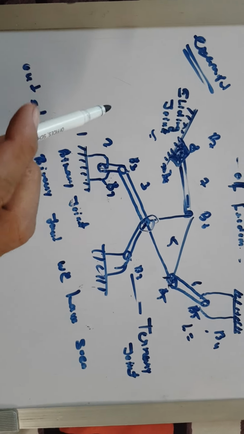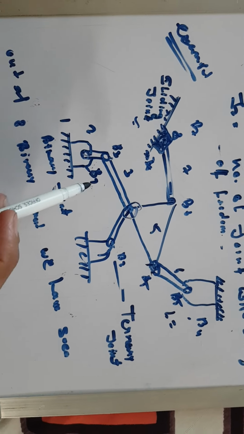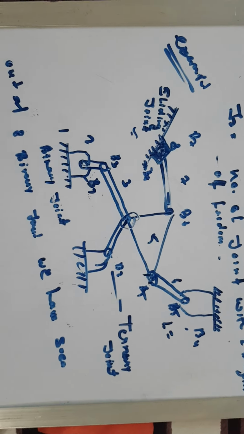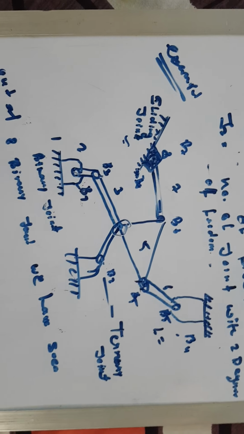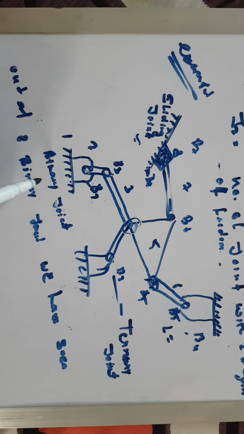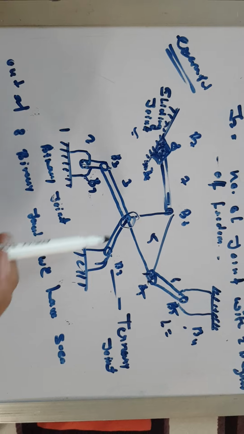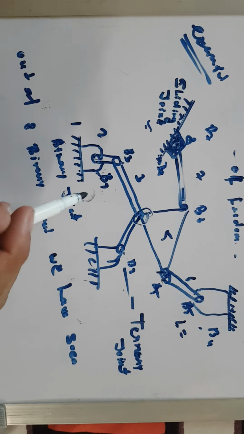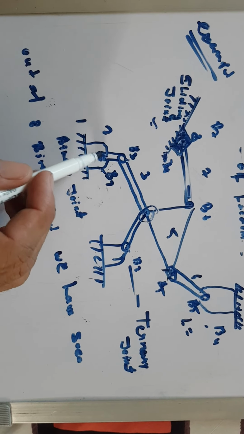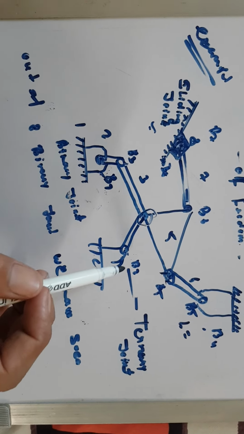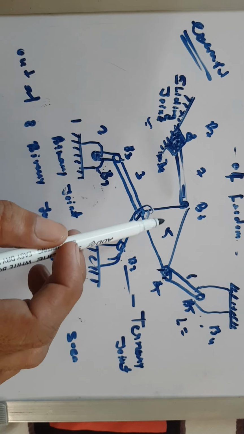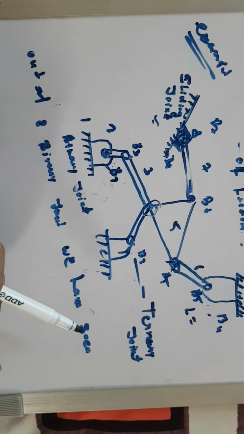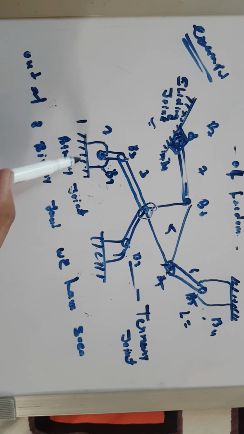This is the example we have taken, with a frame, and we see that the number of links is 1, 2, 3, 4, 5, 6, 7, and this is also a sliding pair, so 8 links are there. The binary joints are b1, b2, b3, b4, b5, b6, b7, and b8. So the total number of binary joints is 8.